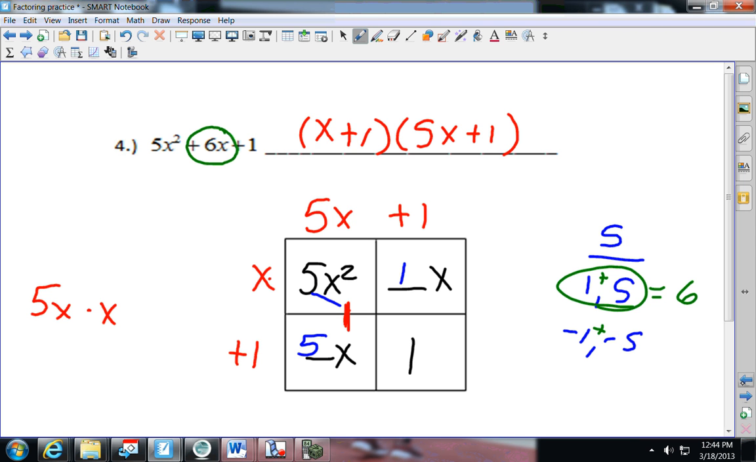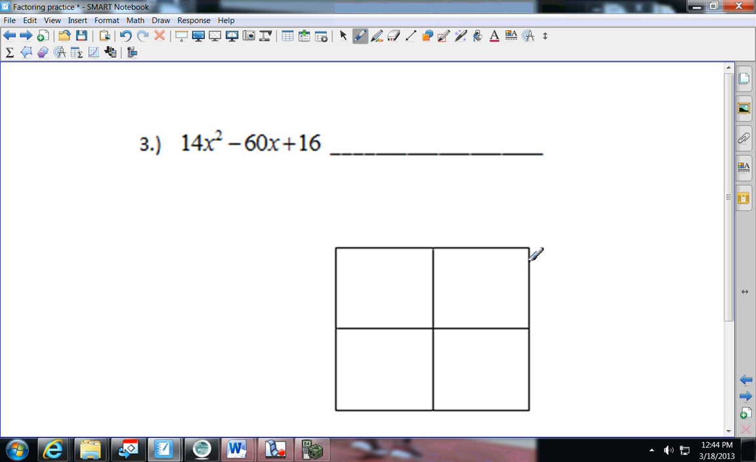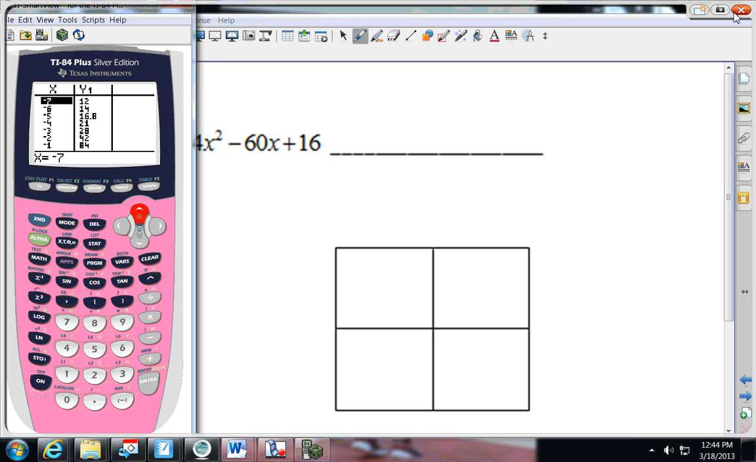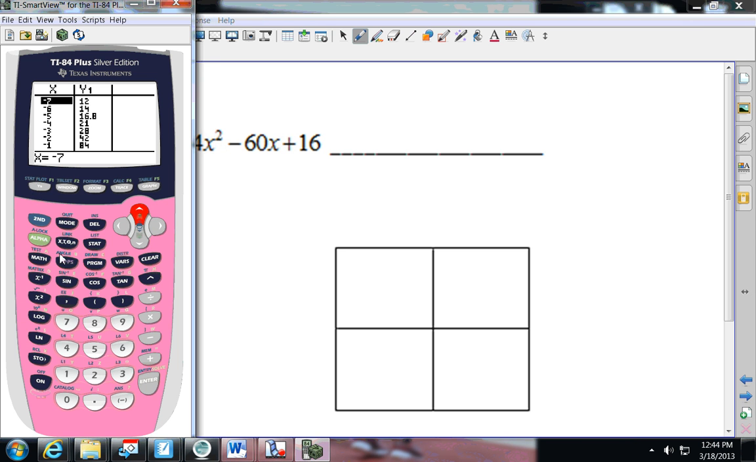Let's go back now. Let's go again to number 3. Now, number 3, let me kind of help through this because in my class today we don't have the calculators. The first thing you have to go through is find the what? GCF. Okay, so when I look at this, though, I've got 14. Heck, I don't know if 14 goes into 60. So I'm going to go up here and I'm going to go to my calculator. And let's remember how to do that.